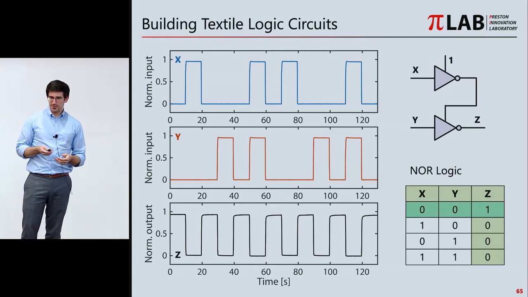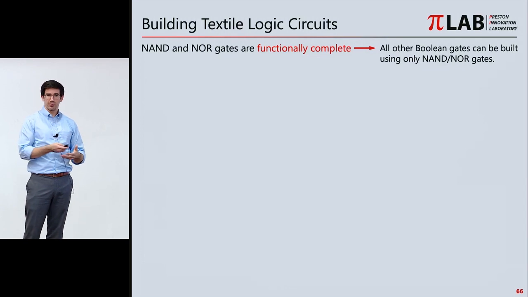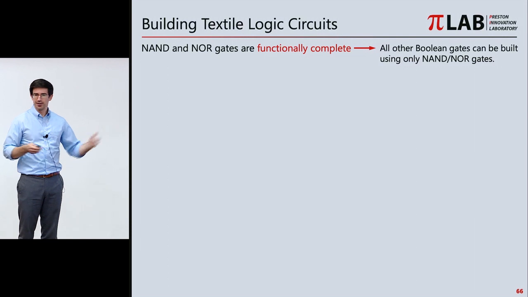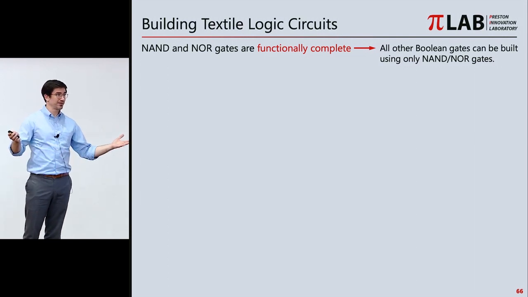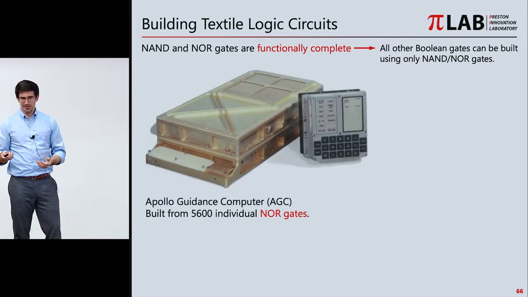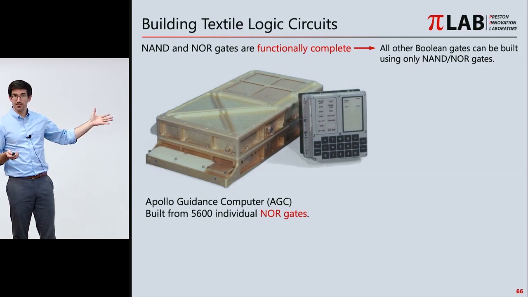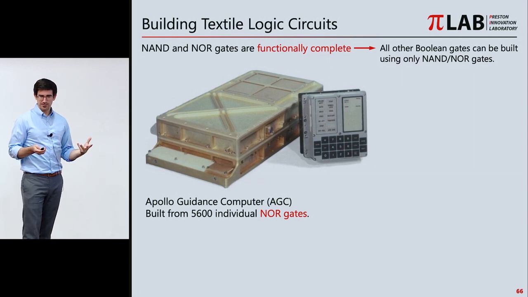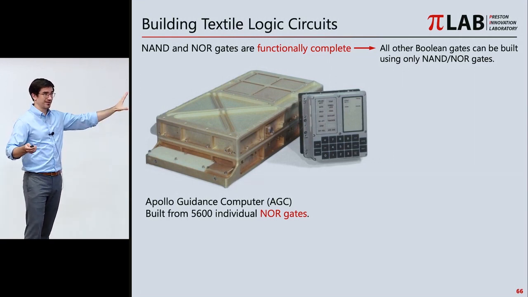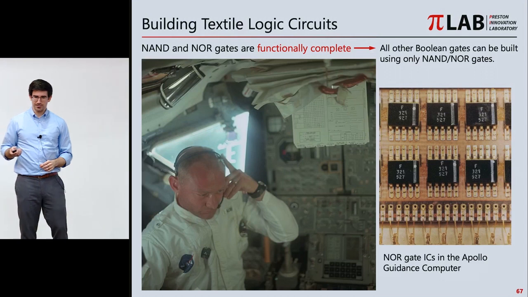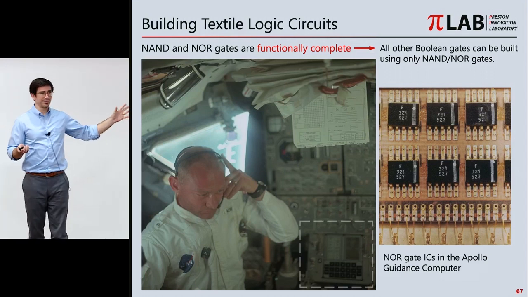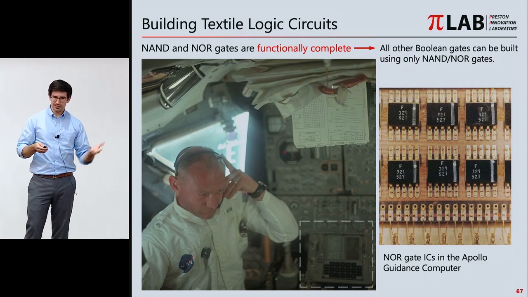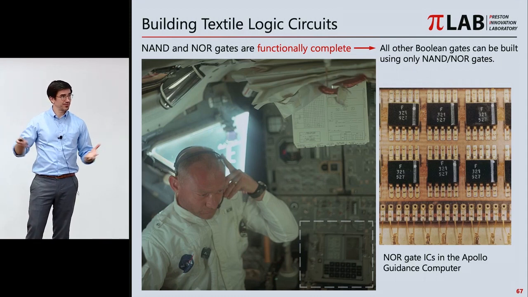And so I want to stop here for one moment and just emphasize the importance of having either NAND or NOR gates. They give us a system that's called functionally complete. This means that we can build any Boolean logic circuit now. And maybe one way to illustrate that is to look at the Apollo guidance computer from the Apollo 11 mission that first put man on the moon. This was built from just over 5,000 NOR gates. That's all that's here. And so we can zoom in and look at them, and we can see Buzz Aldrin, and in the background and in this box, we can see this Apollo guidance computer. So that's sort of the power of just either NAND or NOR gates by themselves combined.